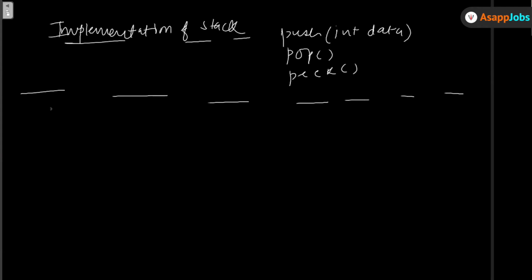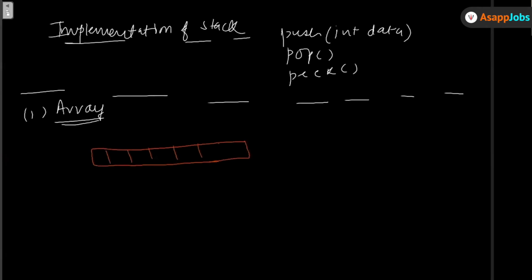So in this, let's try to see if I have to use an array, how can I implement a stack? So suppose this is an array. Index is 1, 2, 3, 4, 5, 6. Size of the array is 7. Okay, and basically I have two operations, pop and push.